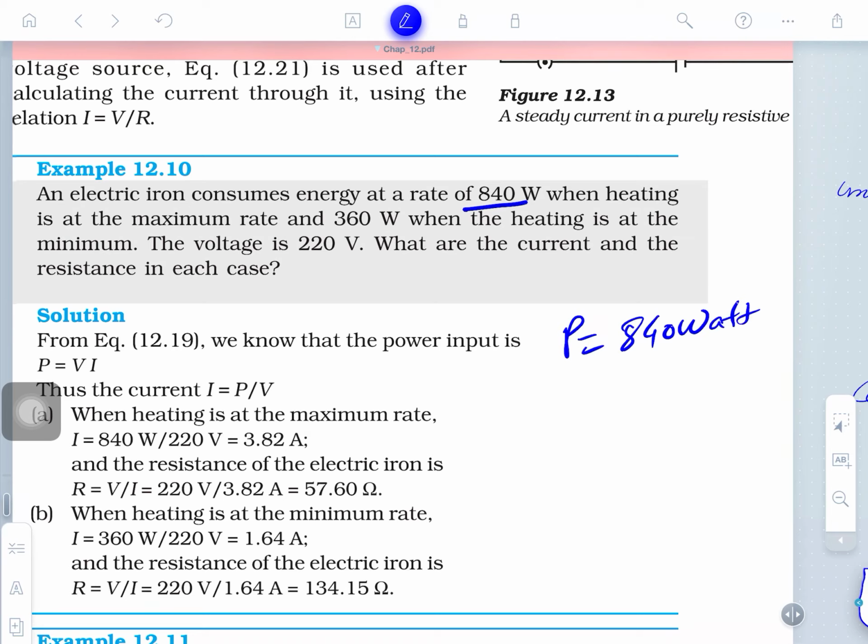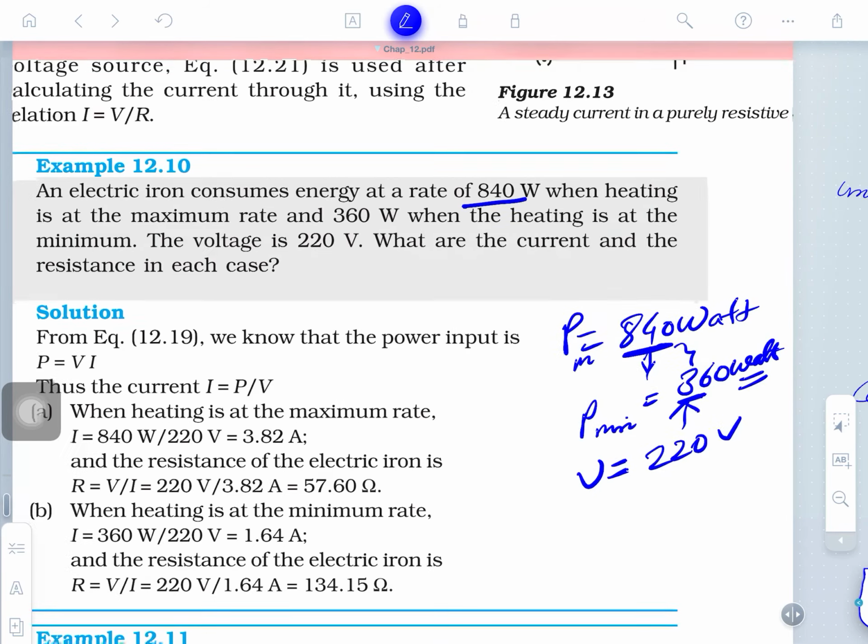Next, 360 watt when heating is at the minimum. So 360 watt is the power, and the supply is 220 volt. What are the current and the resistance in each case?